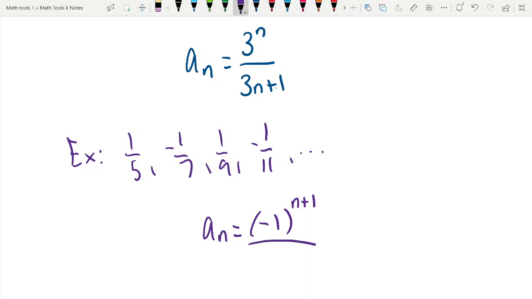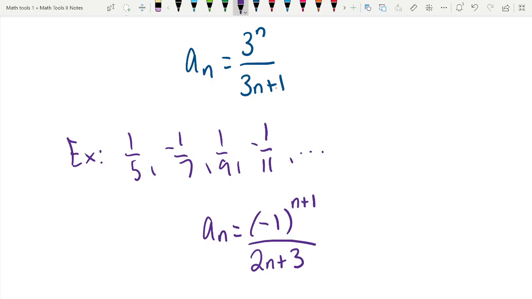And then we don't need anything else on the top because the top is always just 1. The bottom is always increasing by 2, right? And it's starting at 5. So maybe we can make it 2n plus 1. Or sorry, this should be 4n plus 1. No. Sorry, it can be a little bit tricky to come up with this. It should be 2n plus 3, right?